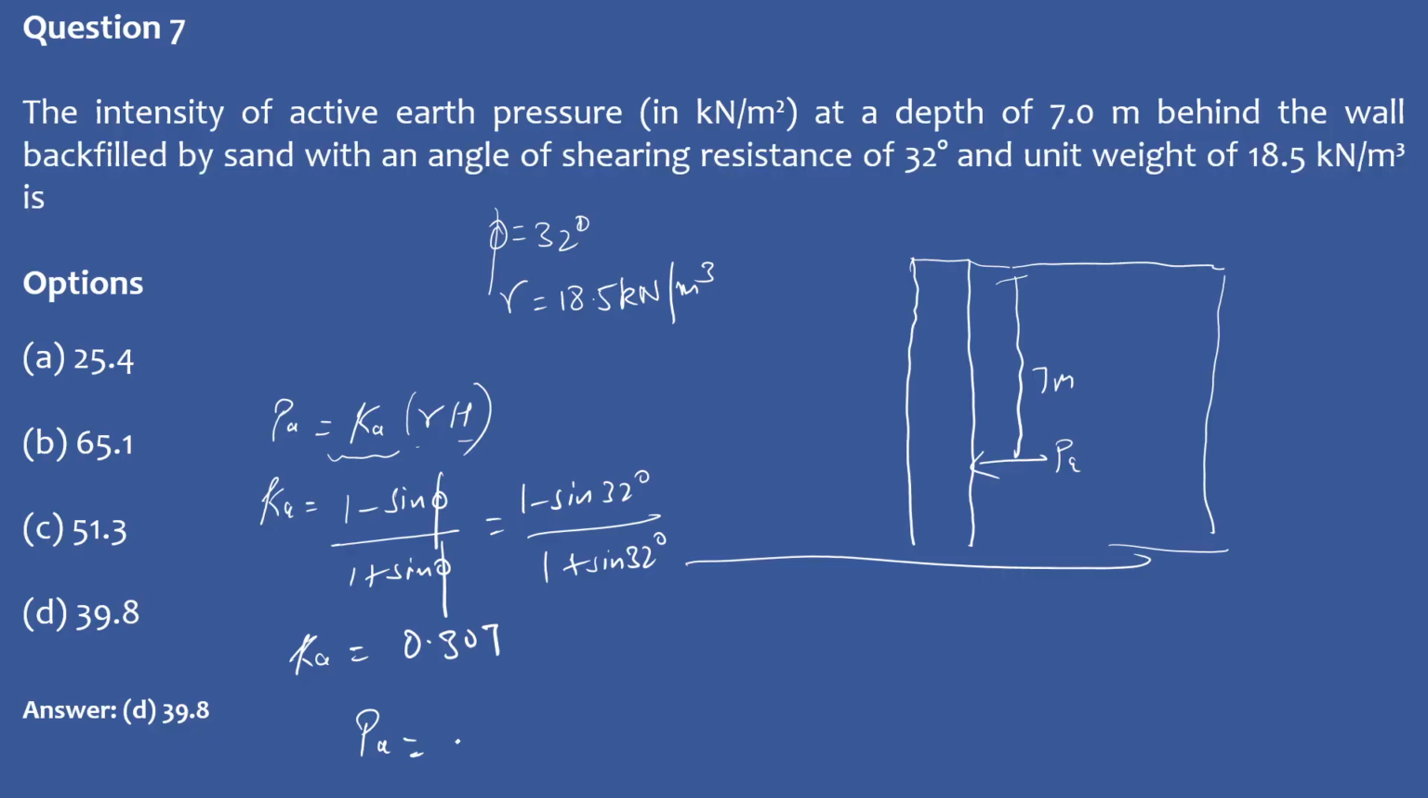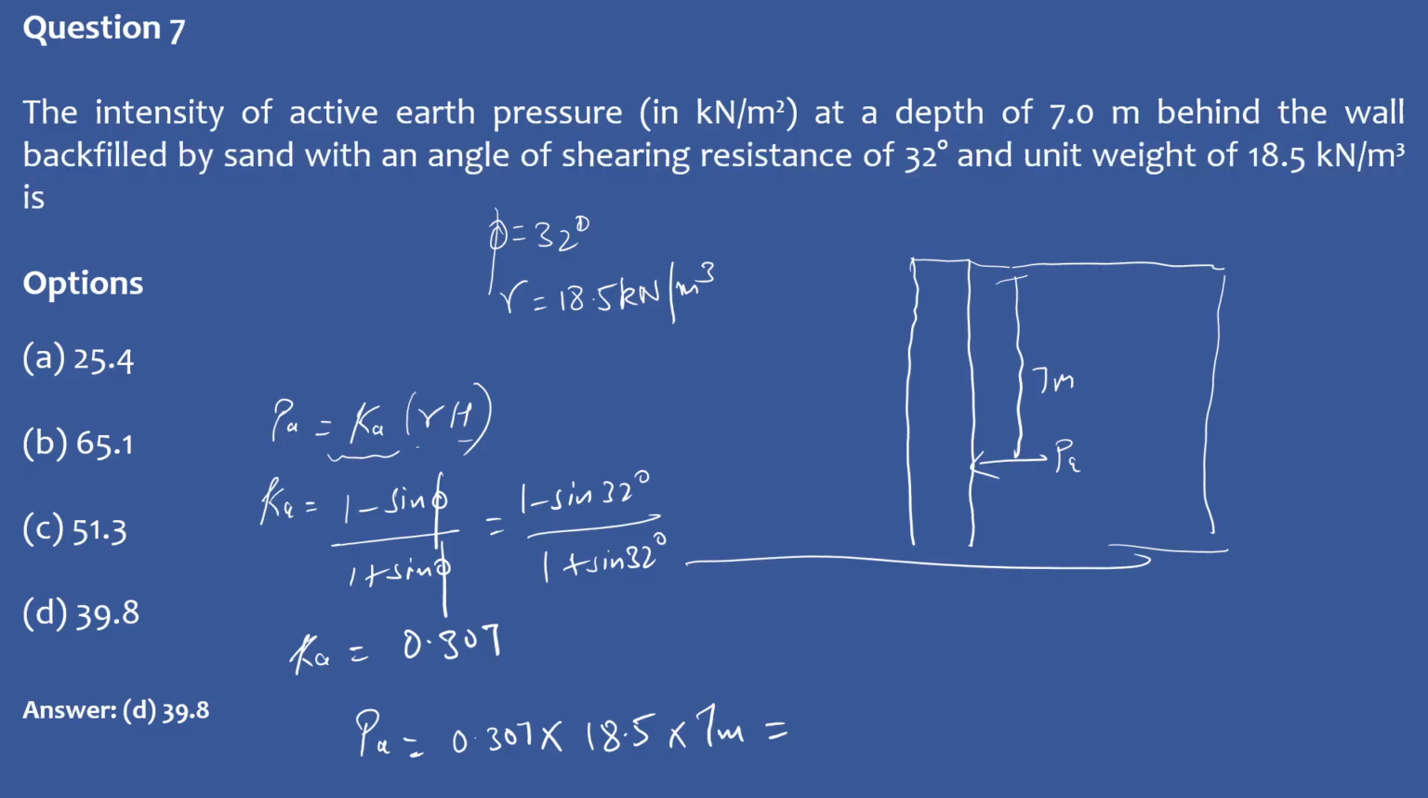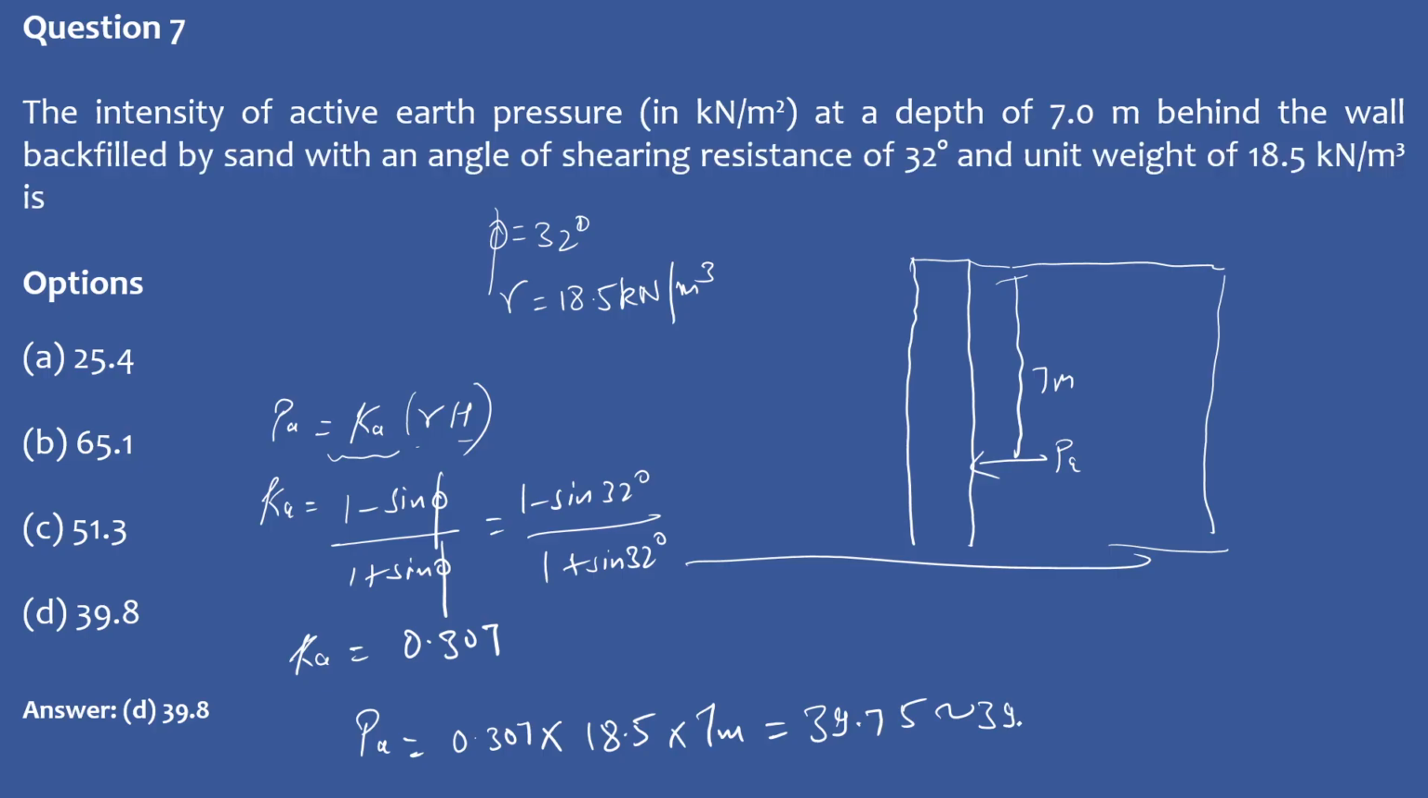So for now, for the PA value, your Ka is 0.307, your gamma value which is given to you is 18.5, and then your H value is 7 meter. Then calculate the answer for this. So 0.307 into 18.5 into 7. So the answer which I'm getting is 39.75, which is closer to 39.8 kPa. Okay, so the correct answer is option D.